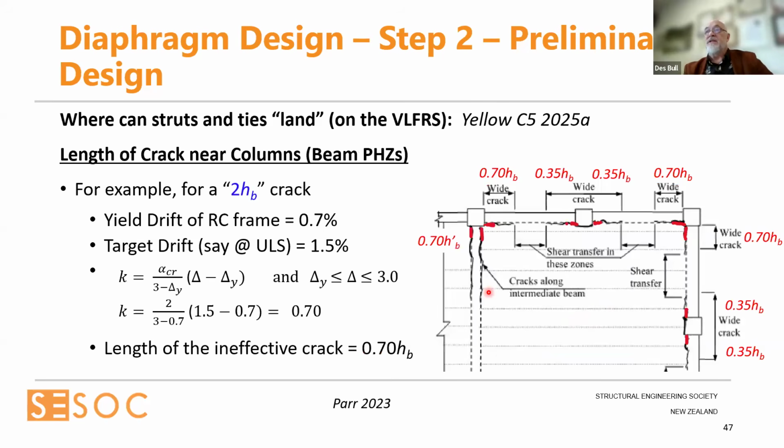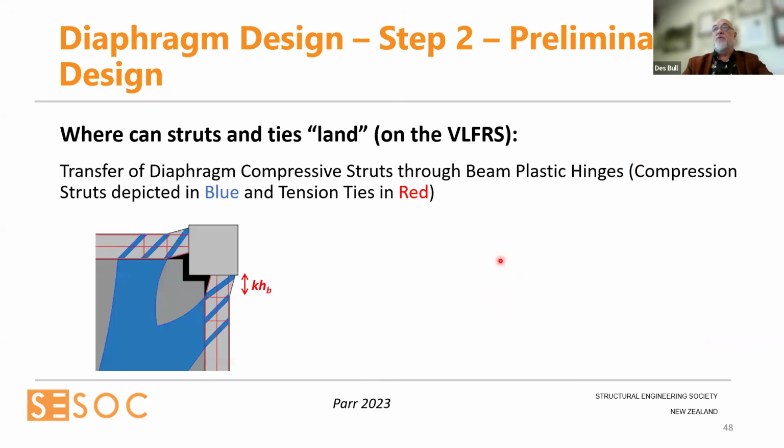And that's sort of demonstrated in this example. 0.7% yield drift, 1.5% ULS drift, the target drift. You plug it in, and what you come out with is that 0.7 HB away from the columns, you cannot land a strut on. That's what that red section is. So that's quite a useful tool for working out where I might be able to land my struts, particularly in assessment. And I'll talk about new buildings in a minute. It's not so much of a problem.